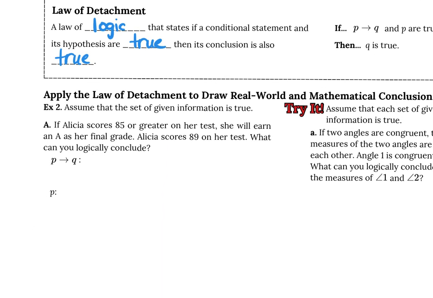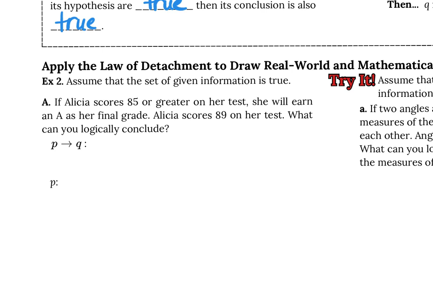Okay, so let's look at our first example. Okay, so for example 2, we need to assume that the set of given information is true. If Alicia scores 85 or higher on her test, she will earn an A as her final grade. Alicia scores 89 on her test. What can you logically conclude?